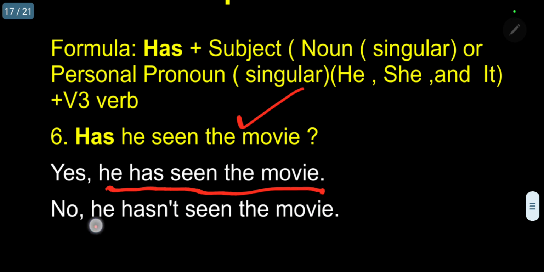No, he hasn't seen the movie. So here, seen is the main verb. See, main verb, the corresponding participle seen is used. Here, has is the auxiliary verb. Kindly follow.